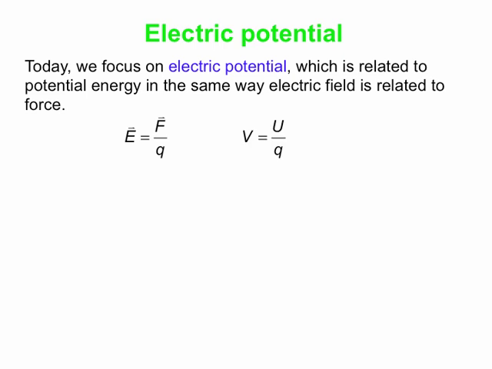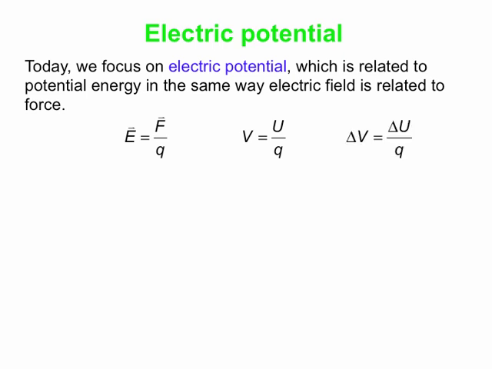Our symbol for electric potential is V. Potential energy, we're going to keep using the symbol U. And so electric potential is electric potential energy per unit charge. Okay, so in the same sense that E is F over Q, V is U over Q. Potential is related to potential energy in the same way that field is related to force. Now, a big difference between those things is that field and force are vectors, potential and potential energy are scalars.